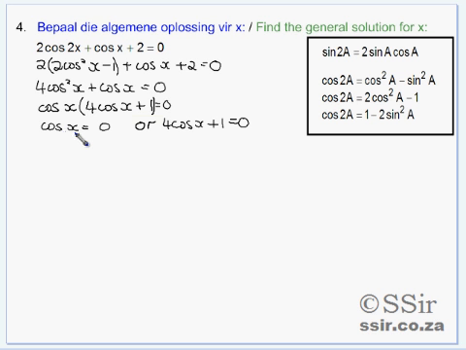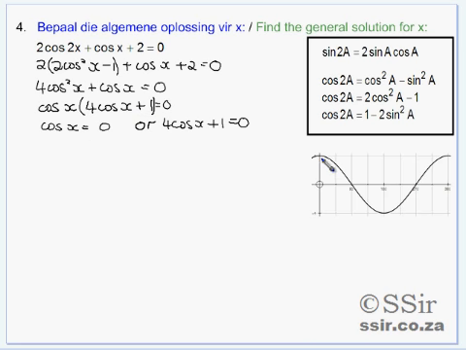Cos x equals 0. Let's look at a cos graph to see where cos is equal to 0. Where is cos 0? Cos is 0 at 90 degrees and again at 270 degrees. If we write this as a general solution, then we will write x is equal to 90 degrees plus multiples of 180 degrees. And on this side, we get that cos x is equal to minus a quarter.